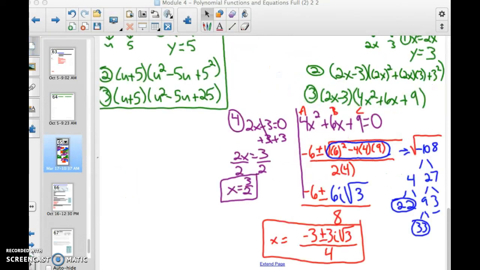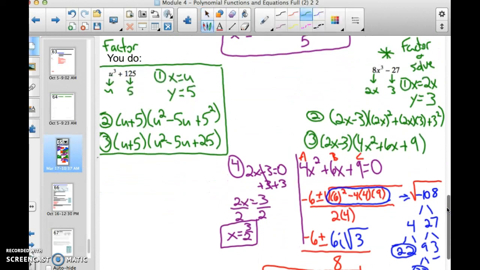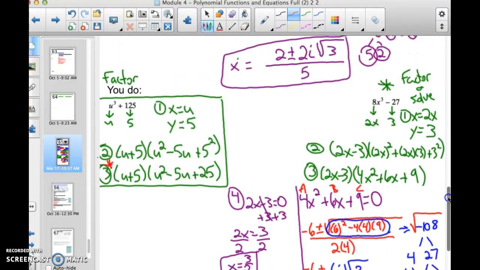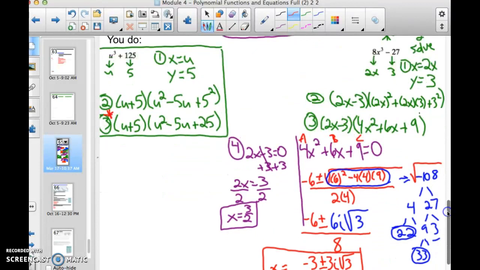At this point, you should have paused the video and tried these 2 examples on your own. The first one, u cubed plus 125, all I asked you to do is factor it. So you should have gotten what I got for step 3 down here. So please check your work with mine. It needs to look exactly like that. And then over here, the second example, 8x cubed minus 27. I took it to step 3, but then I asked you to factor it, which is step 3. So 2x minus 3 times 4x squared plus 6x plus 9.